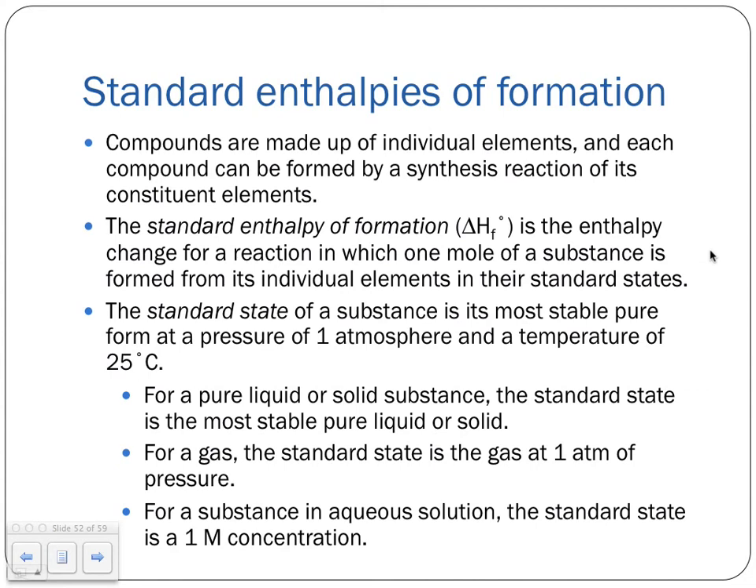So looking at compounds, we know that compounds are made up of individual elements, and that therefore each compound can be formed by a synthesis reaction of its constituent elements. So suppose that we're trying to produce H2O, it's a compound. One way of doing that is by doing the synthesis reaction of its two elements, hydrogen and oxygen. And so we have H2 plus O2, balance out that equation, and then we've got a synthesis reaction for water.